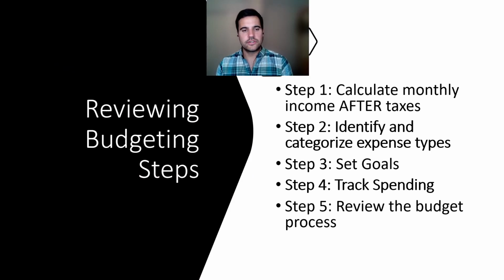So reviewing the budgeting steps. Step 1, calculate monthly income after taxes. Step 2, identify and categorize expense types. Step 3, set goals. Step 4, track your spending. And then step 5, review the budget process to make sure all this is working. All these other steps are working and you're working towards your financial future. So that is how you create a budget.